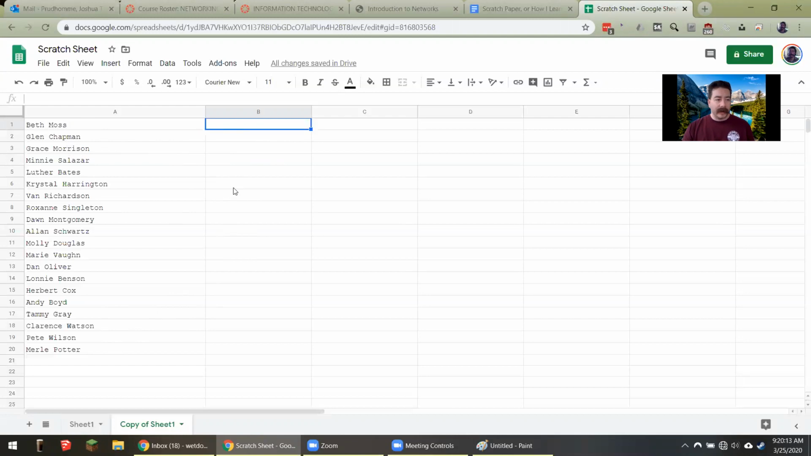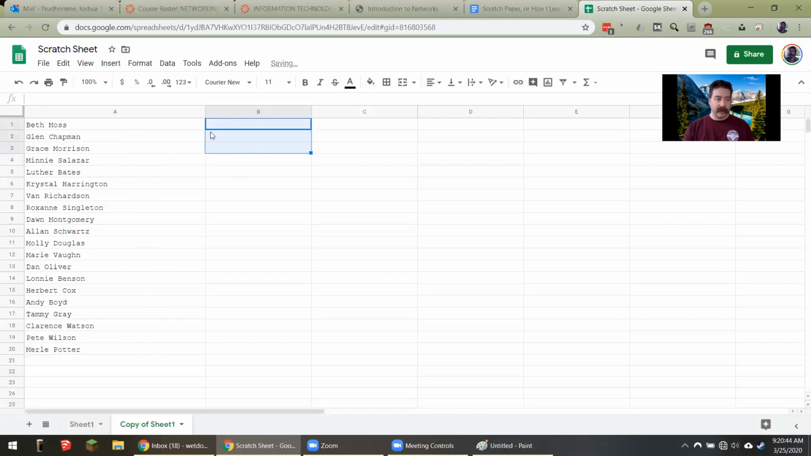Now, if these are spread out all over the building, Beth is perhaps in my room, and Glenn is in Mrs. Hawkins's room, and Grace is in Mr. Paul's room, then somebody delivering all these is going to have a heck of a time rolling all over the school, going from one classroom to another, and retracing their steps a lot. So it's going to be really inefficient.